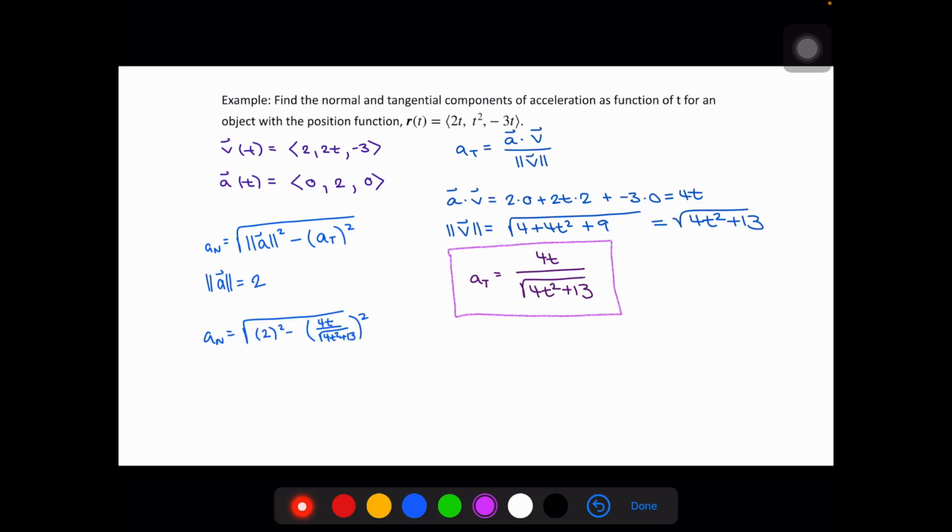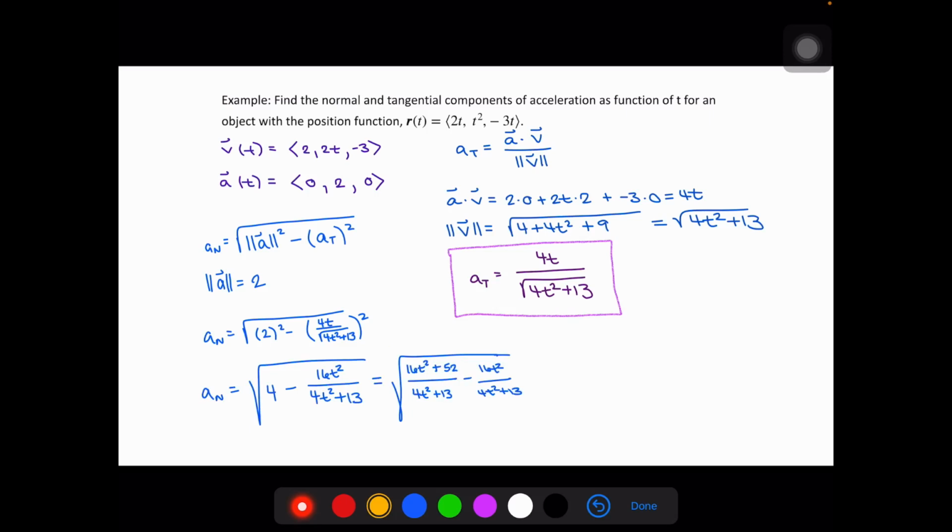So plugging numbers in, first of all, the magnitude of my acceleration vector, here's my acceleration vector. The length of that vector is just 2. If you don't recognize that, you could take the square root of 0 squared plus 2 squared plus 0 squared. Should get 2. But it only has one component, so length is 2, magnitude is 2. All right, so then I'm going to take the square root of 2 squared minus my tangential component squared.